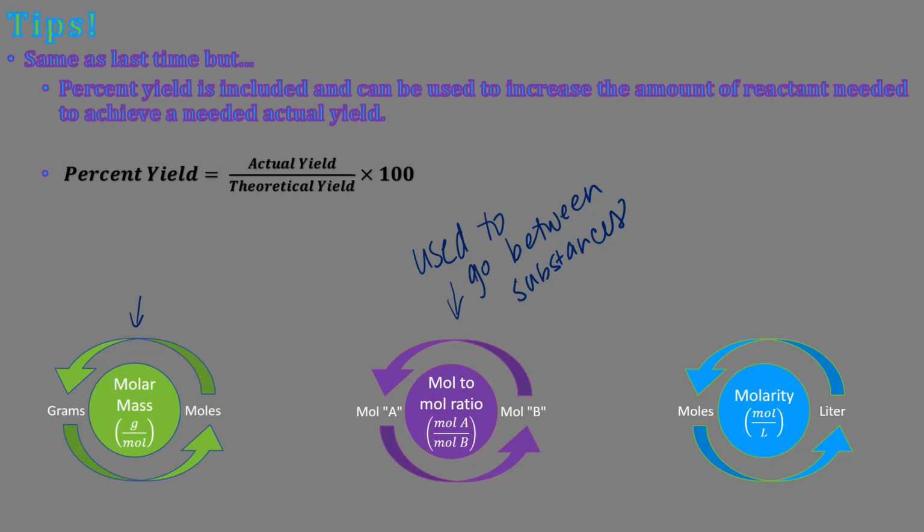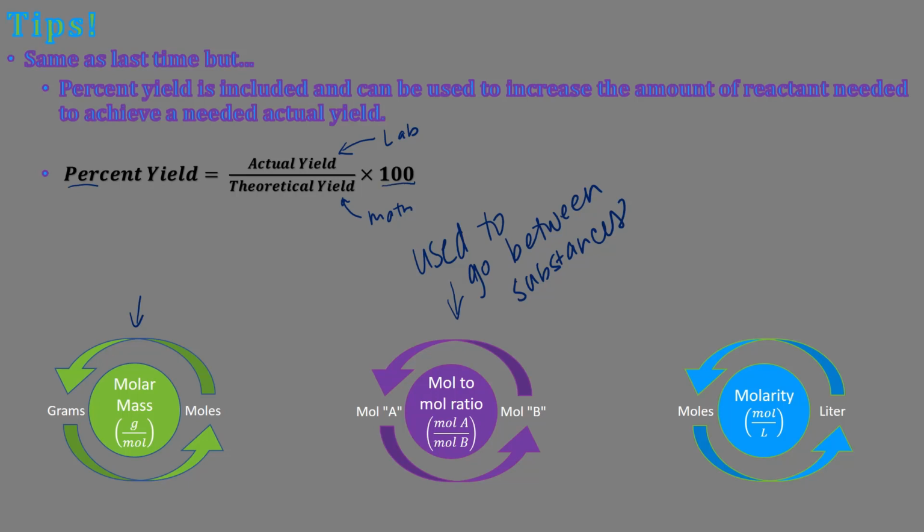Okay. Percent yield is your actual yield, which is what you actually get in the lab experimentally. And theoretical yield is what we've been doing. So it's in theory what you should get when you do the math. And then to change it to percent, we multiply it by 100. All right, so let's get to this.